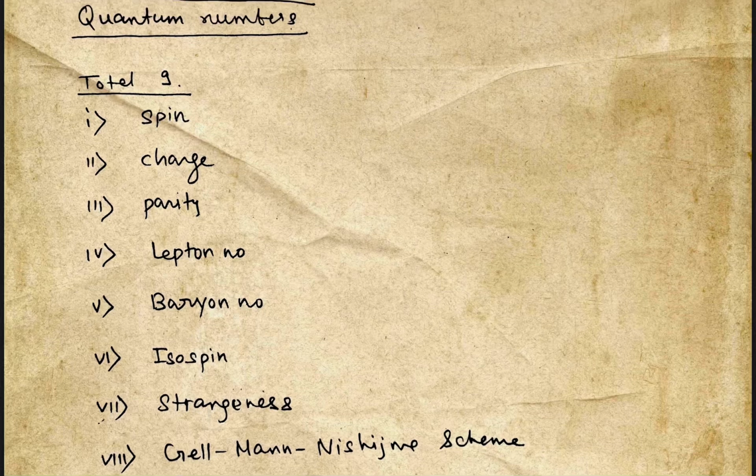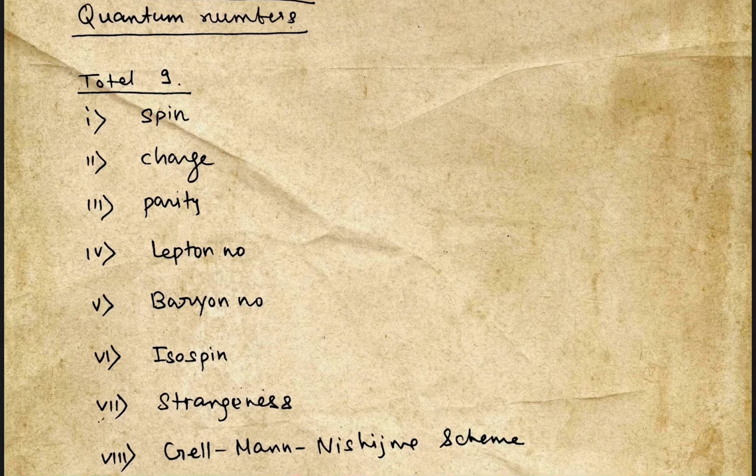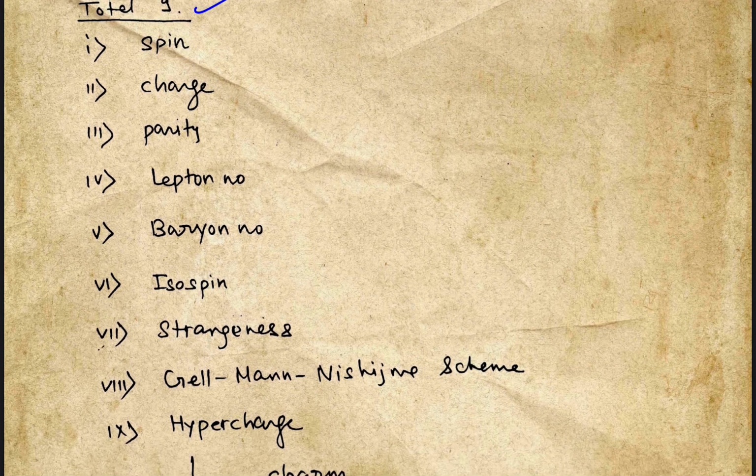Now let us know what quantum numbers there are. Just briefly, in detail we will do it later on. But let us know right now. So we have broadly nine kinds of quantum numbers: spin, charge, parity, lepton number (for each lepton there is a lepton number), baryon number (for each baryon there is a baryon number), then isospin, and then strangeness. That is, nucleons and hyperons are different.